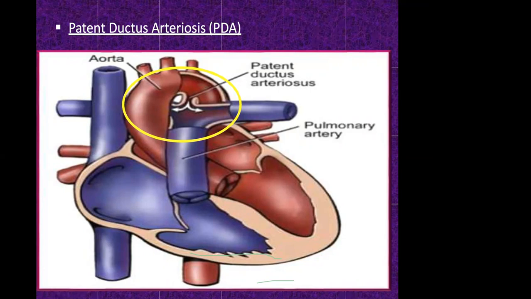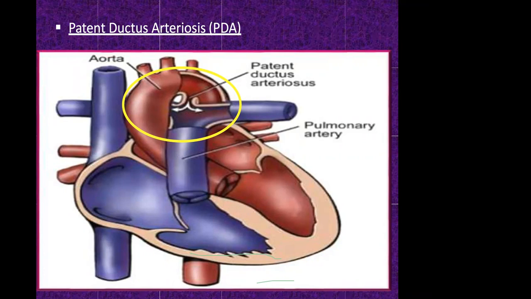So what is happening is over here, there's failure of closure of the ductus arteriosus. So the ductus arteriosus doesn't close. Okay. So a lot of times what happens is when there's a premature infant or the infant is born to a mother who has had history of rubella during the first trimester of pregnancy, these defects can happen.